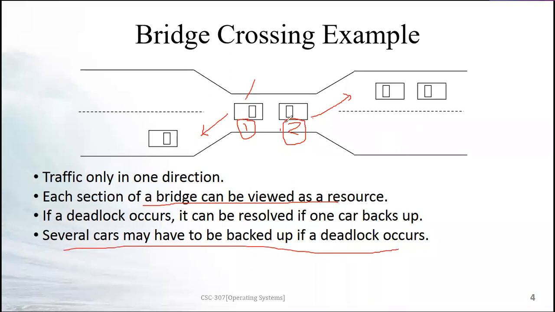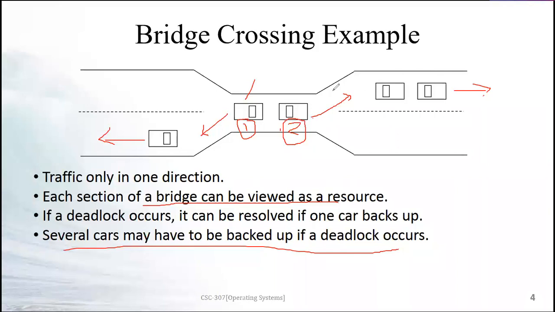If one car suddenly wants to back up, what happens is that this space has to be empty. That means this car has to move back, and if this one wants to go back, these two cars have to move back, and there are many more cars in the back. So sometimes it might not be possible to move back as well.